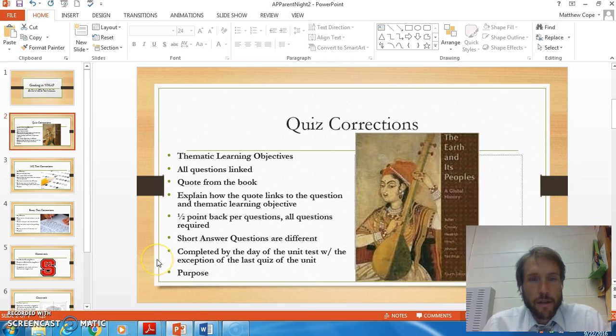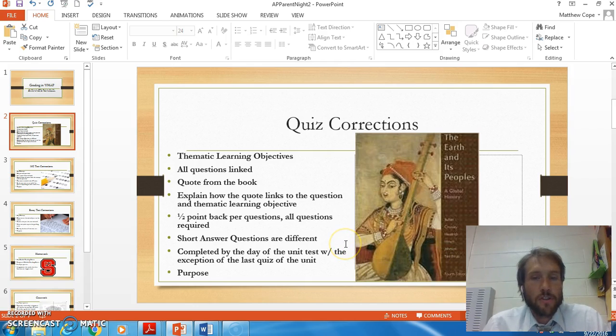Once you've done that, you will then find a quote from the book. I have a copy of the book right here so that you can see it. You'll find in that book a quote that links to the theme, explaining why that question would be part of the environment if it happens to be part of the environment, or state building if it happens to be part of state building. You will then have to explain how this quote fits to that thematic learning objective. You do this for every single question, which means you can earn back half a point per question.